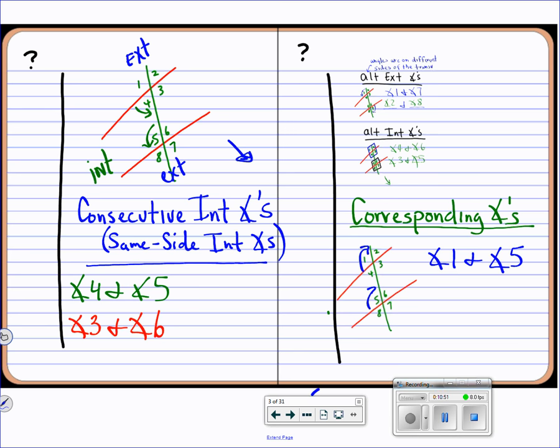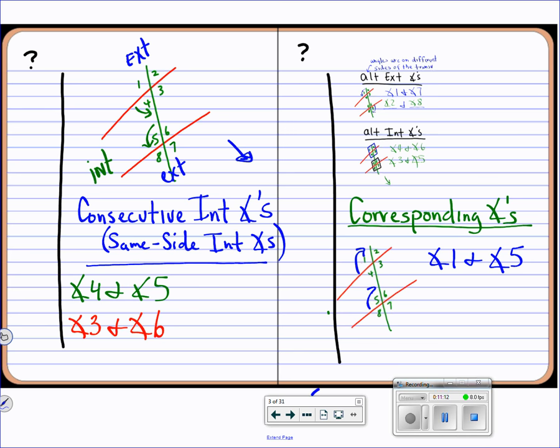Now what I want you to look at, it's interesting, is that it's not saying anything in the name about alternate, so they're on the same side. There's nothing about being interior and exterior angles because one's exterior, one's interior. And that's going to be true for all corresponding angles. One's going to be exterior, one's going to be interior.